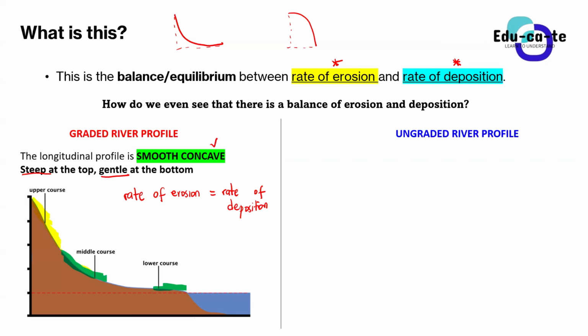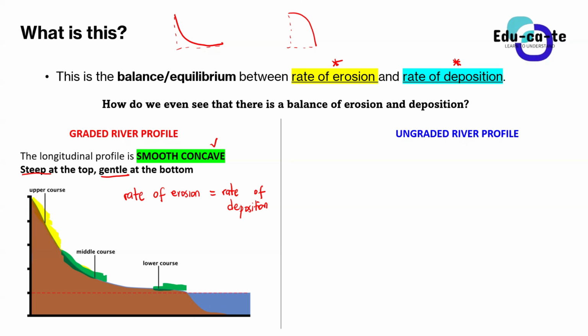You already know the difference between erosion and deposition. So the rate at which the materials are being eroded, the rate at which the stones or the soil is being removed, is going to be equal to the rate at which those eroded materials are being deposited.